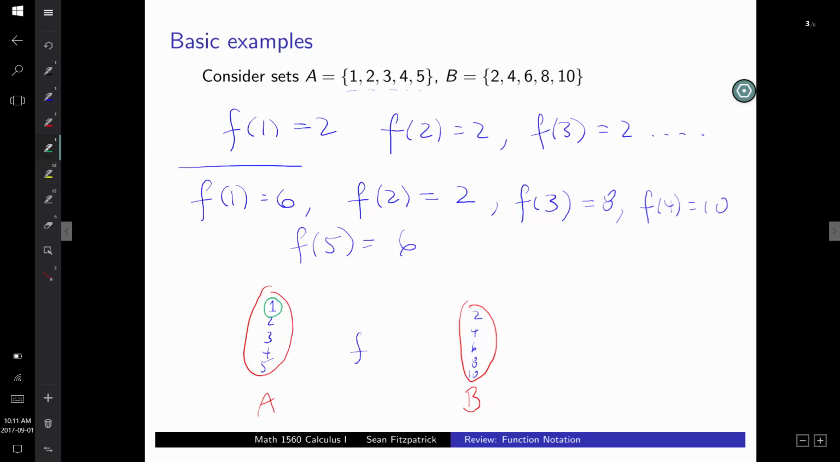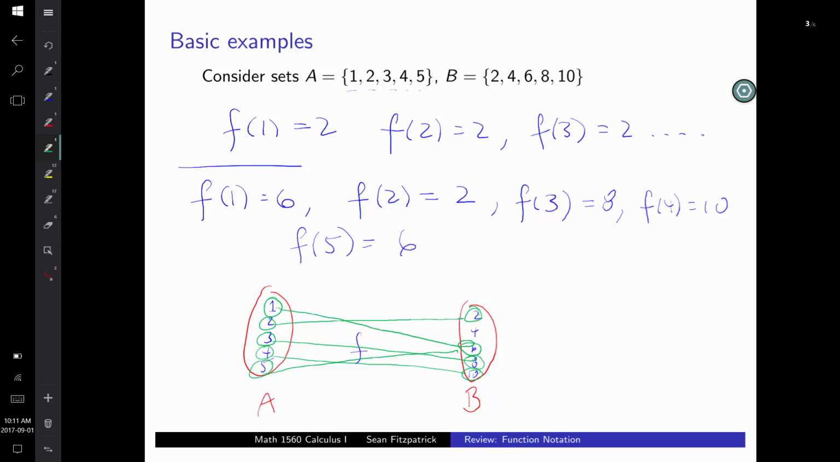So I look here and I say, 1 goes down here to 6. What about 2? 2 goes across to itself. 3 goes over to 8. 4 goes down to 10. 5 goes over to 6. So 1 and 5 both go to 6, that's fine. That's not ruled out by the definition of the function.